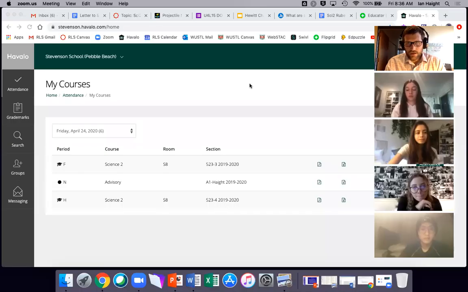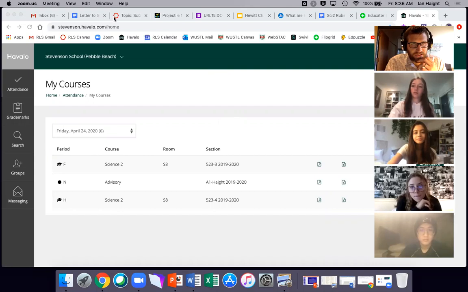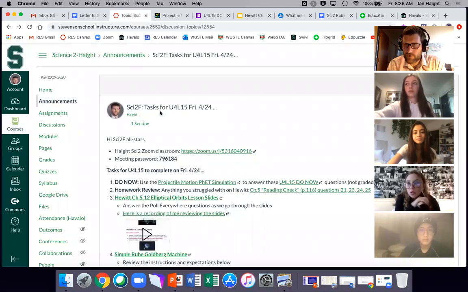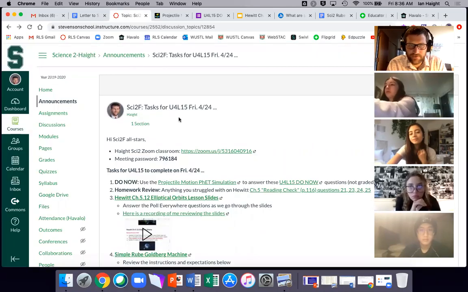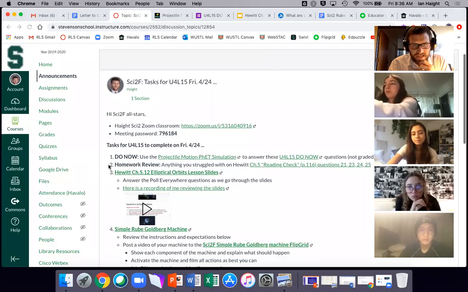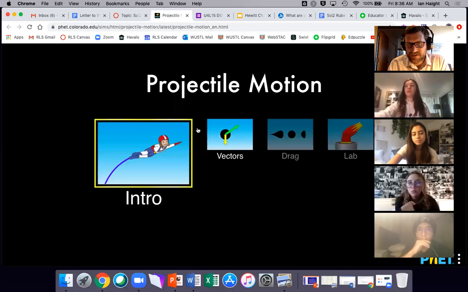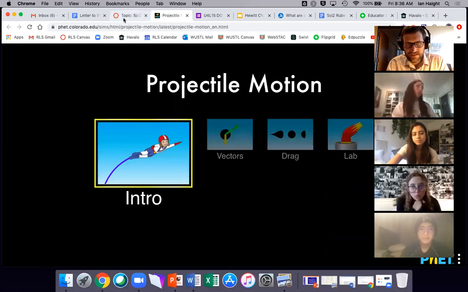FET, use that FET simulation one last time. I know some of you might be getting sick of this, but you're looking for an announcement or an assignment that says tasks for U4L15. Task number 1, the do now. There's a link to the FET projectile motion. It's the same one we've been using for the last few lessons.